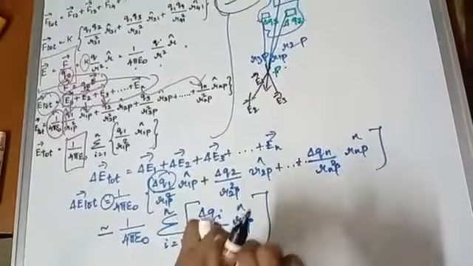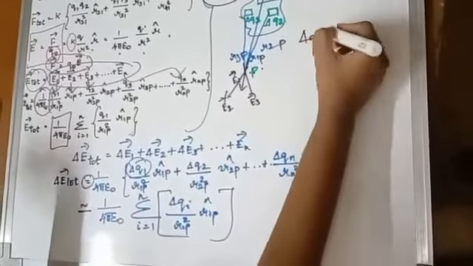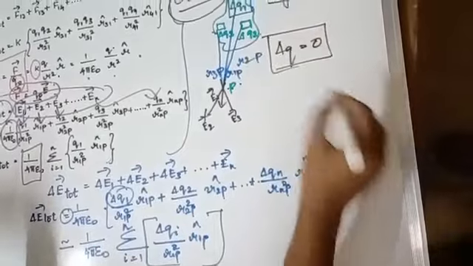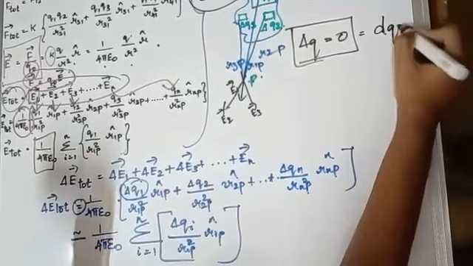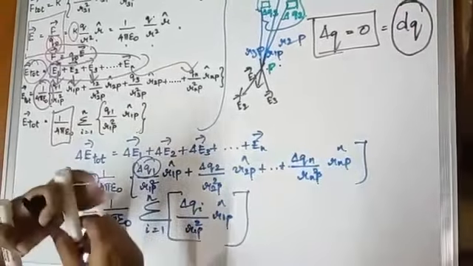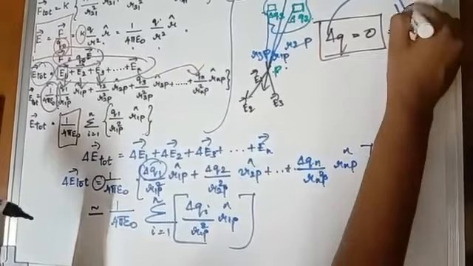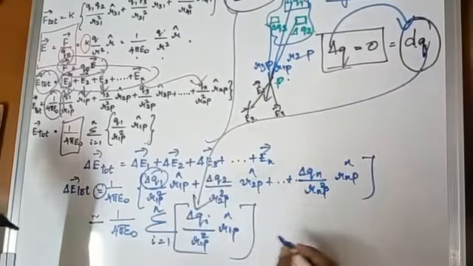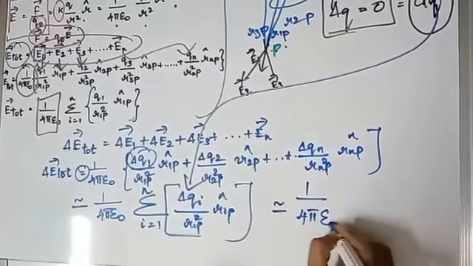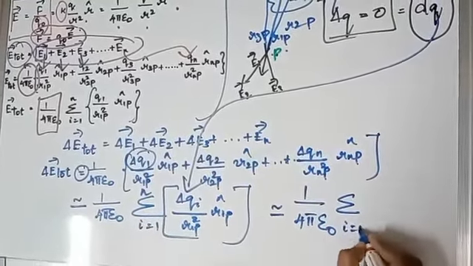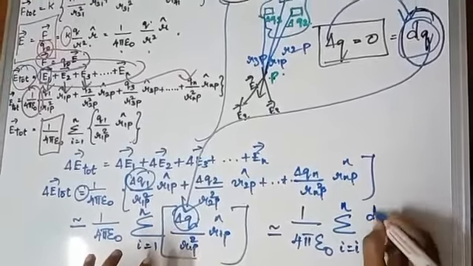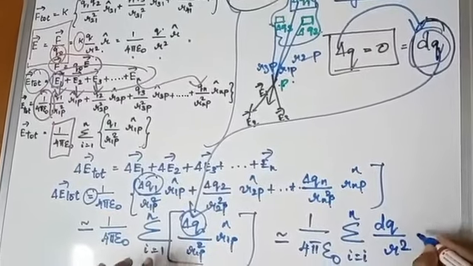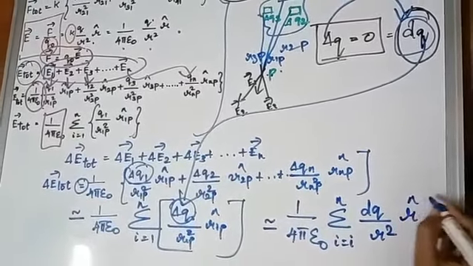So here del Q we have considered as very small value, like approaching 0. So this del Q can be written as dq since we are considering it as a very small value. Substituting del Q is equal to dq in this formula, it is approximately equal to 1 by 4 pi epsilon naught summation from i is equal to 1 to n. Instead of del Qi I am going to write here dq, that is dq upon r square. We are writing in general, and then r unit vector.